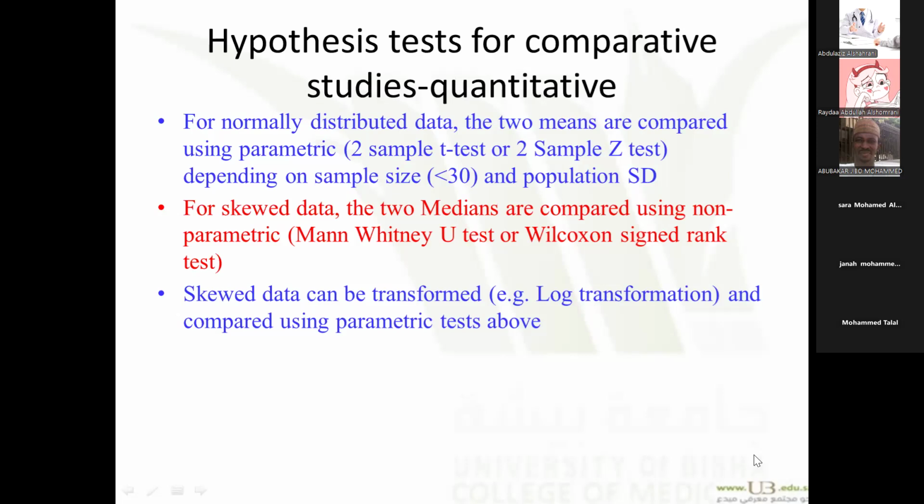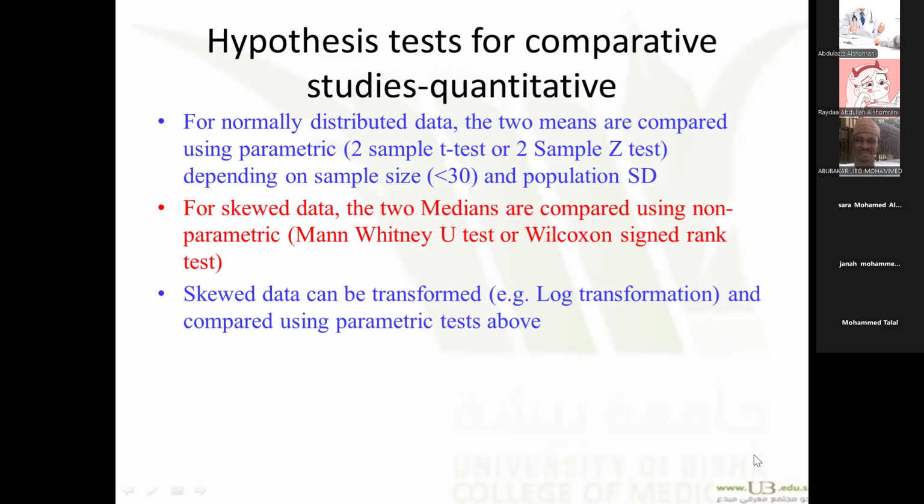Now, of course, the two medians are compared. Remember the first one? The first one, we are comparing the means. Now we are comparing the medians if the data is skewed. So the two medians are skewed. In that case, you either use Mann-Whitney or you use the Wilcoxon signed rank test.